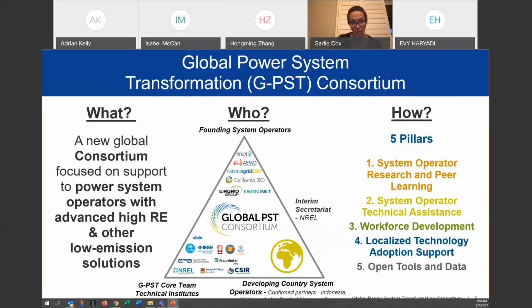Pillar 4 is coordinated by IEEE and is focused on supporting countries on technology standards, certification, and testing to enable higher levels of renewable integration, as well as complementary technologies, and localizing technologies to very unique contexts. Pillar 5 is coordinated by VTT in Finland and is focused on collecting, improving, and disseminating best-in-class open data and tools to support system operators with various types of key analyses to enable grid integration.